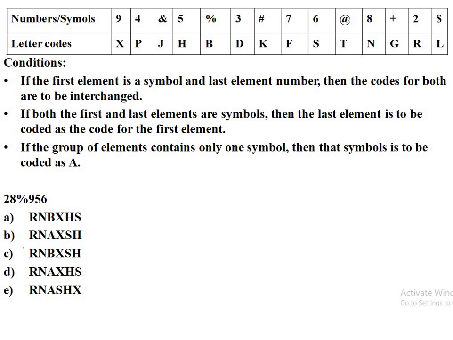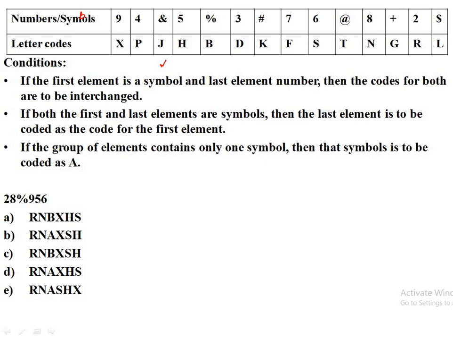So here what has happened? Symbols and numbers are taken together. Numbers and symbols are taken together. As you can see in the first row, we do have numbers and symbols. And in the second row, we have the codes in the form of letters, which is nothing but alphabets. So let's see how to solve this. Let's understand. Let's learn.